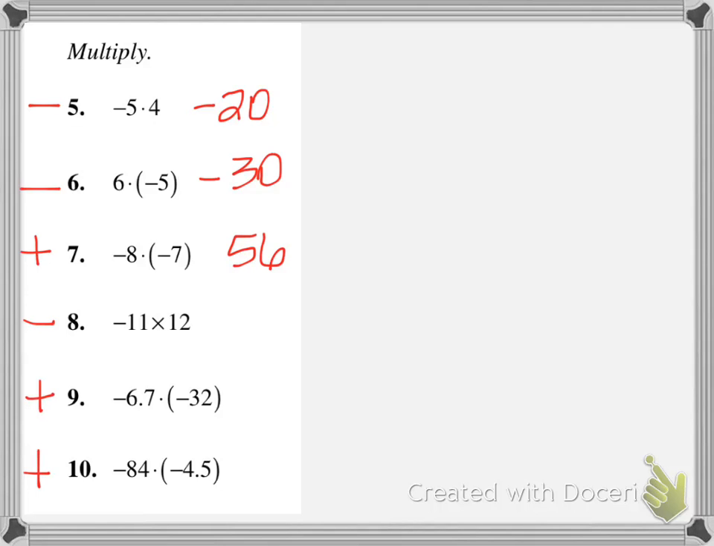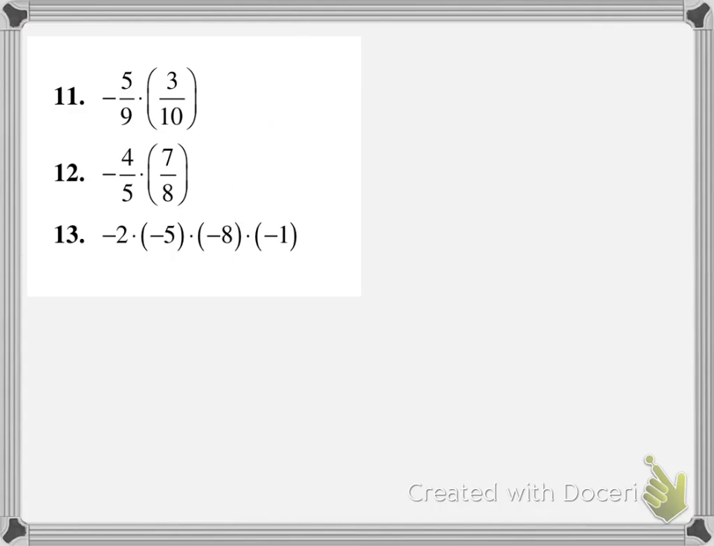These sign rules are going to be true whether you're dealing with integers, decimals, or fractions. So here are some fraction problems. If we look at the first one, we have a negative times a positive, so I already know that my answer is going to be negative. When you multiply fractions, you just multiply straight across. So 5 times 3 is 15. 9 times 10 is 90. And then I can reduce this as well. You always want to put fractions in simplest form.